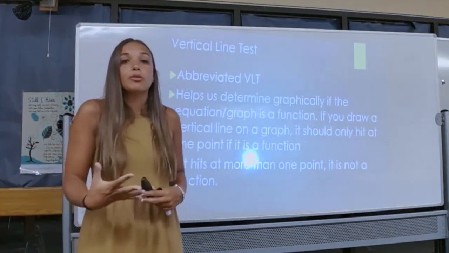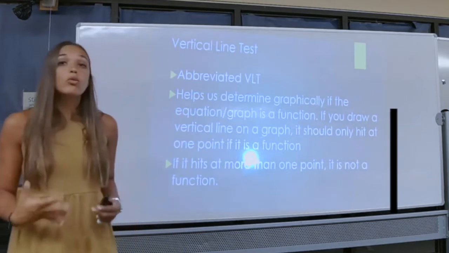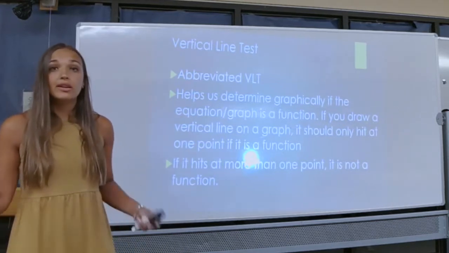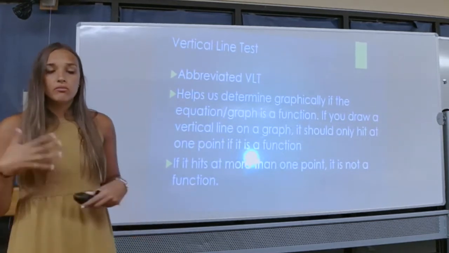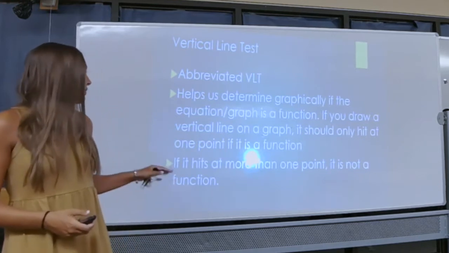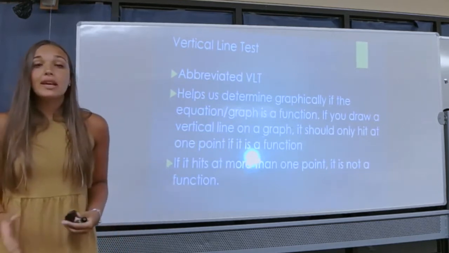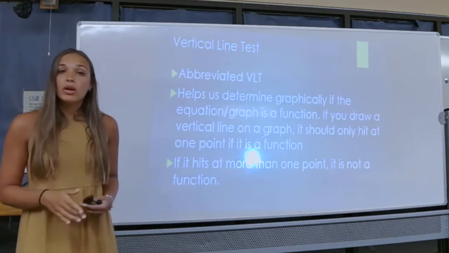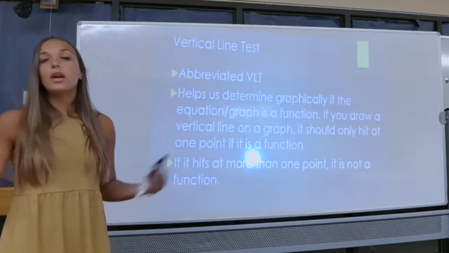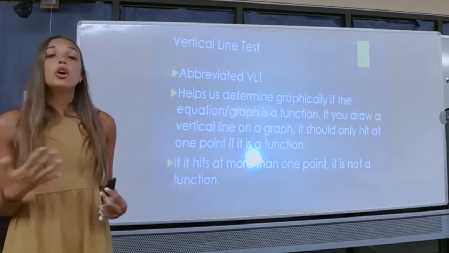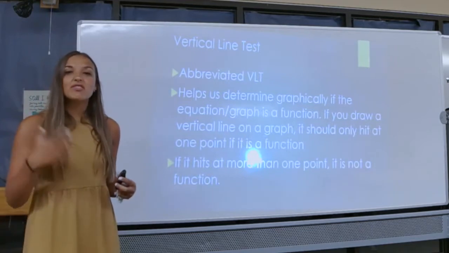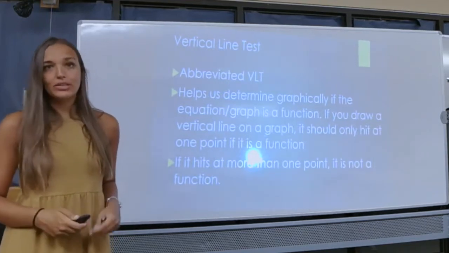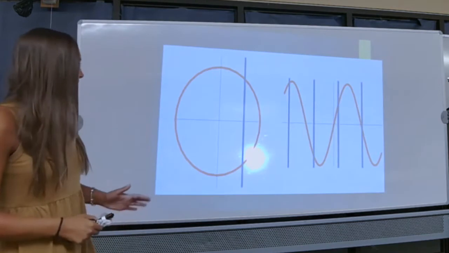And we always have to be careful that we're using a vertical line, not a horizontal line, because a horizontal line will be a totally different portion of this. So we want to do a vertical line to see if it hits more than once. And we can't just do one vertical line and be like, it only hits once, we're good to go. No, because we want to see at every single point, does it only hit once? So let's take a look at an example.